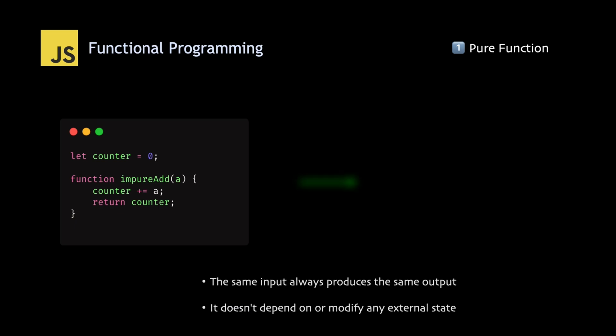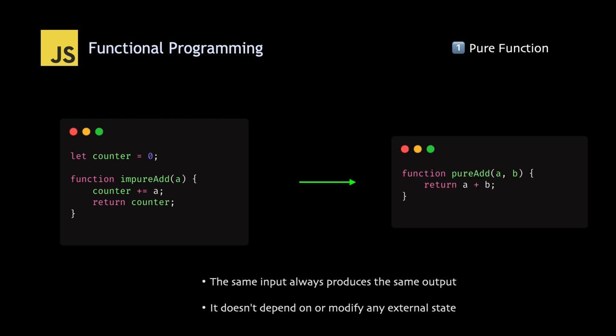Now what has changed? The function now only depends on its inputs A and B. It doesn't modify any external state or rely on previous calls. This ensures that for any given inputs, the output is always the same, making the function predictable.